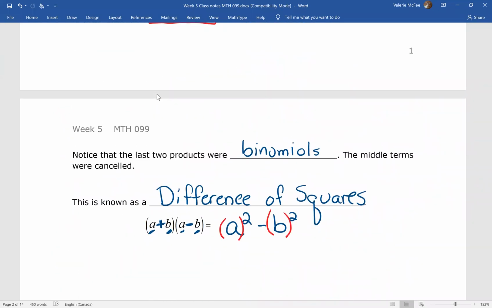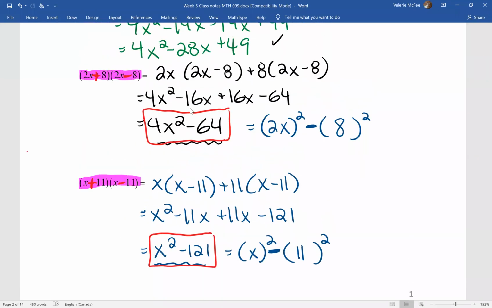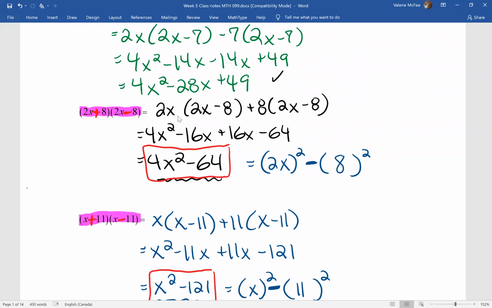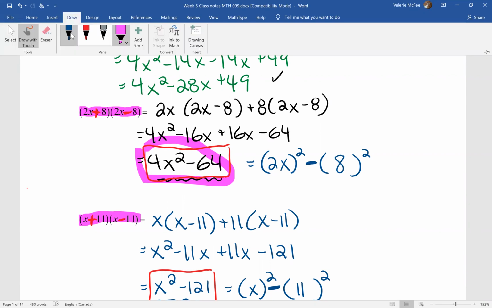We did that here. We did just our usual binomial multiplication, first term times the second bracket, last term times the second bracket. You're still going to get a correct answer, but you need to teach yourself to see this difference of squares. That's going to be really important to us as we move ahead.